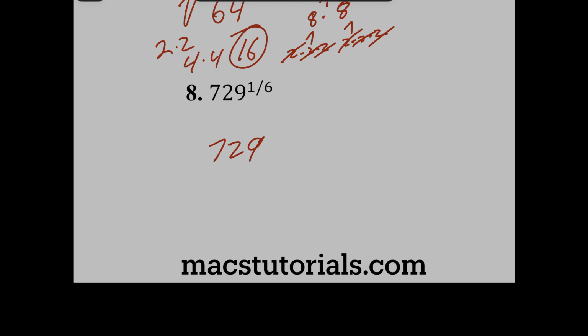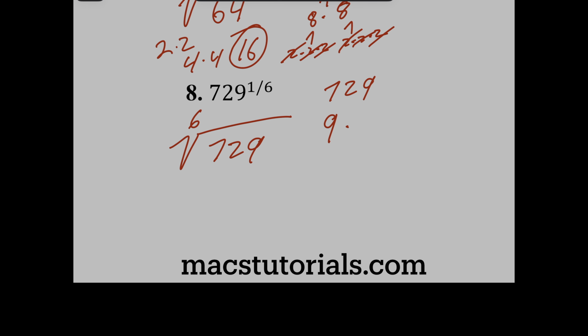Last one. Okay, so this one, 6 is the bottom. The 6th root of 729. Well, boy, I have no idea what the 6th root of that is. But here's what I do see, and I don't know if you guys see this. I know that 9 will go into 72, and I know that 9 will go into 9. So I'm going to start off by just doing this.